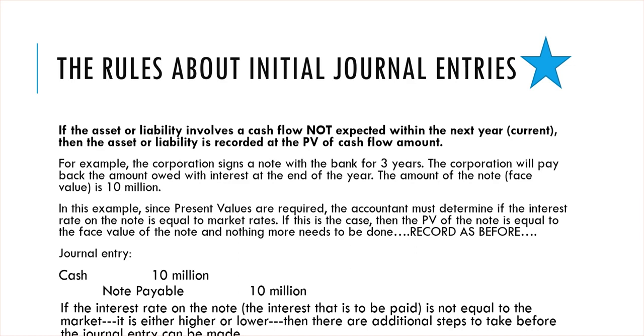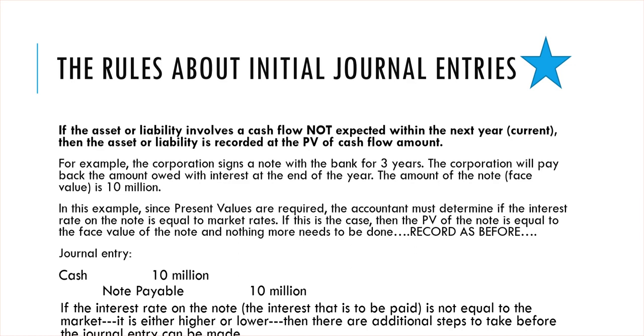If you do not have that cash flow to be the repayment within the next year, if it's within the next year, it's current, so it's non-current. Then the asset or liability has to be initially recorded, or we say recognized, at the present value of cash flows amount.